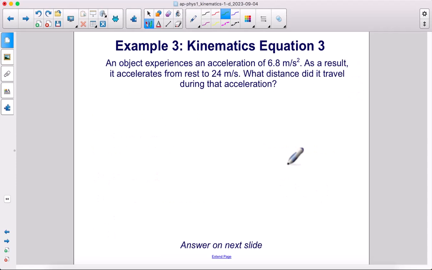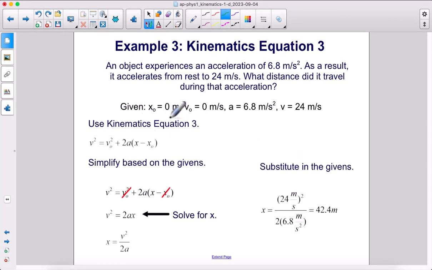An object experiences an acceleration of 6.8 meters per second squared. As a result, it accelerates from rest to 24 meters per second. What distance did it travel during that acceleration? Here are our givens. Let's assume we start at the origin, 0 meters. Our initial velocity, also 0 meters per second. Acceleration is 6.8, velocity is 24.